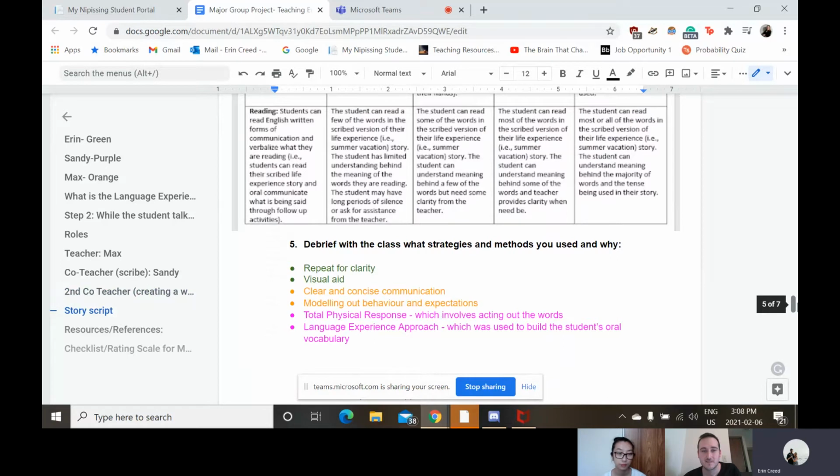If they're at the adequate level, they can read most of the words and they can understand most of the words as well. If they are at the fluent level, they can read the majority of the words and understand the majority of the meaning, as well as the tense behind the words being used in their story.